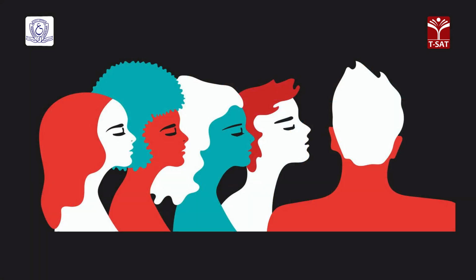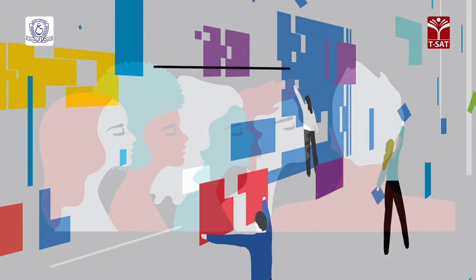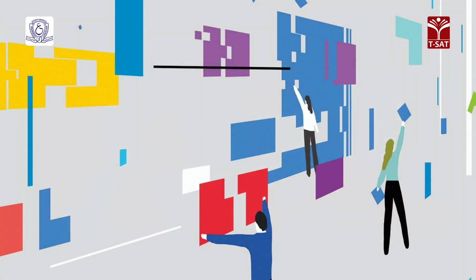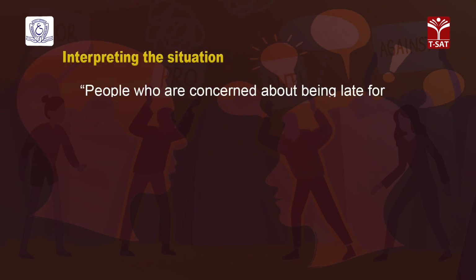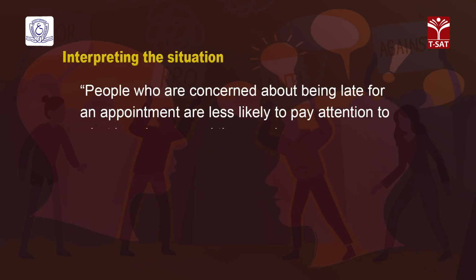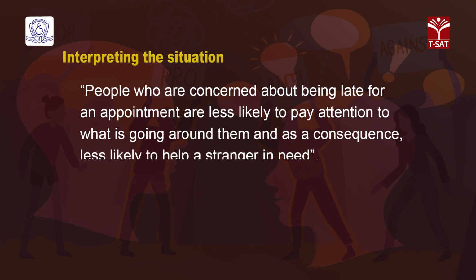All the bystanders hold back and behave as if there is no problem. Each individual uses this information to justify the failure to act. According to Darley and Batson, people who are concerned about being late for an appointment are less likely to pay attention to what is going on around them, and as a consequence, less likely to help a stranger in need.